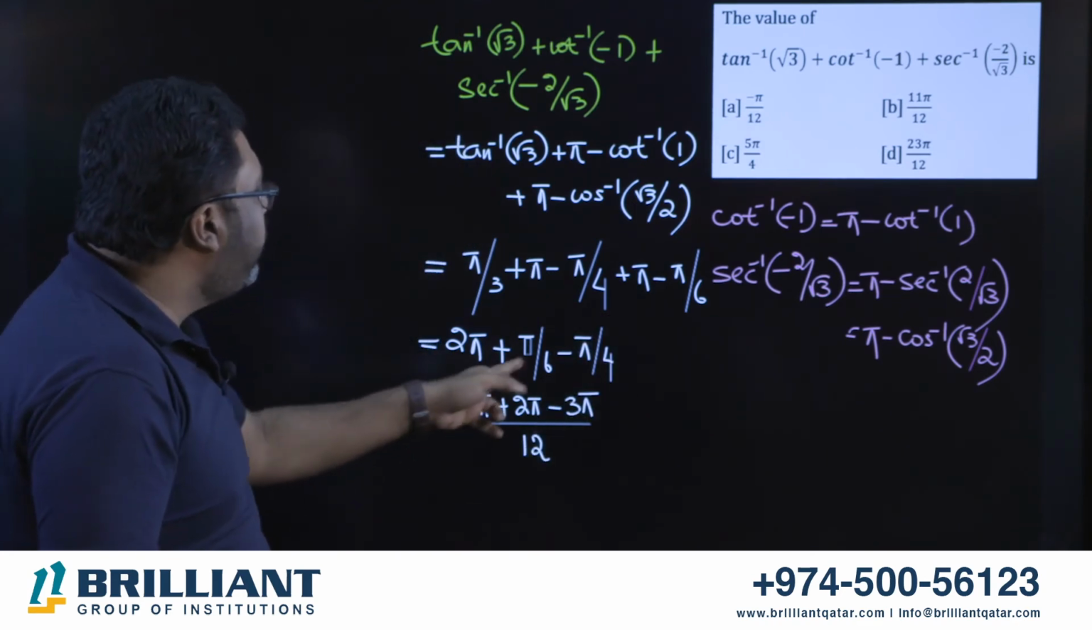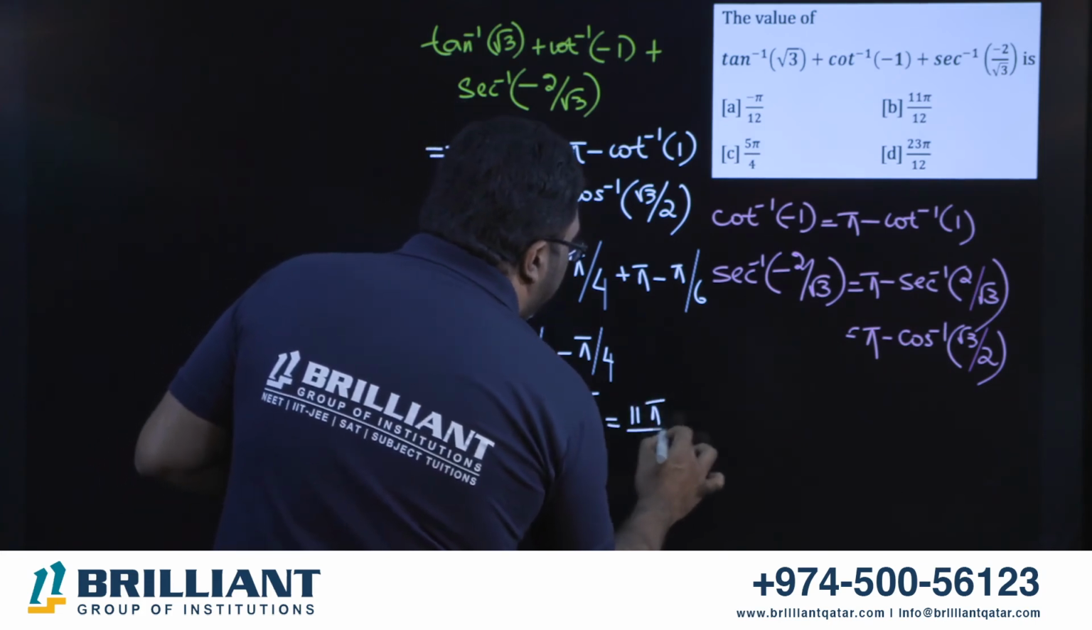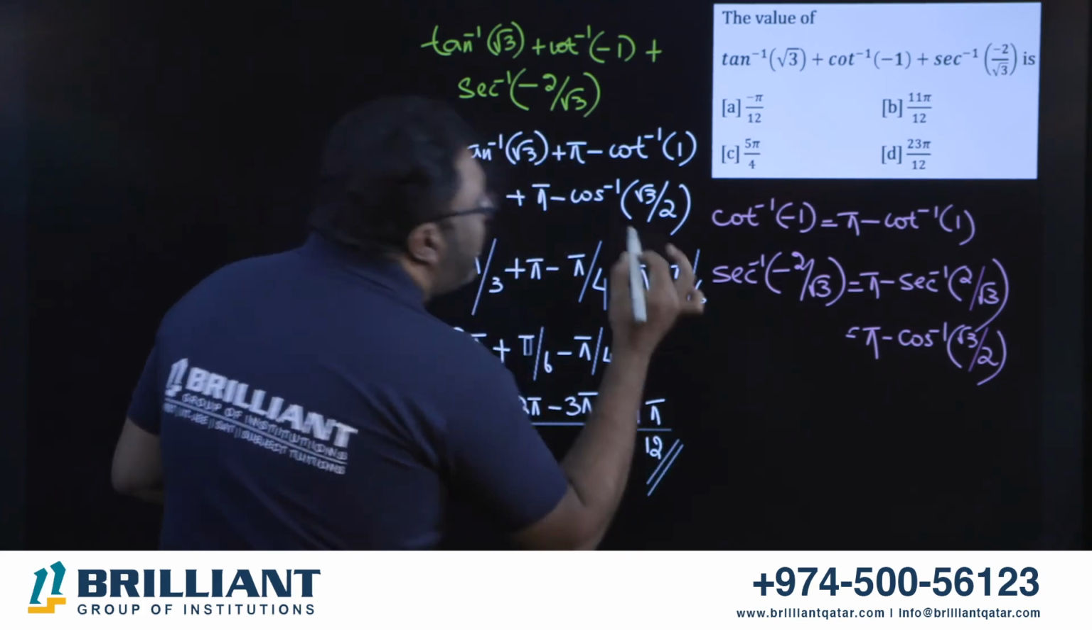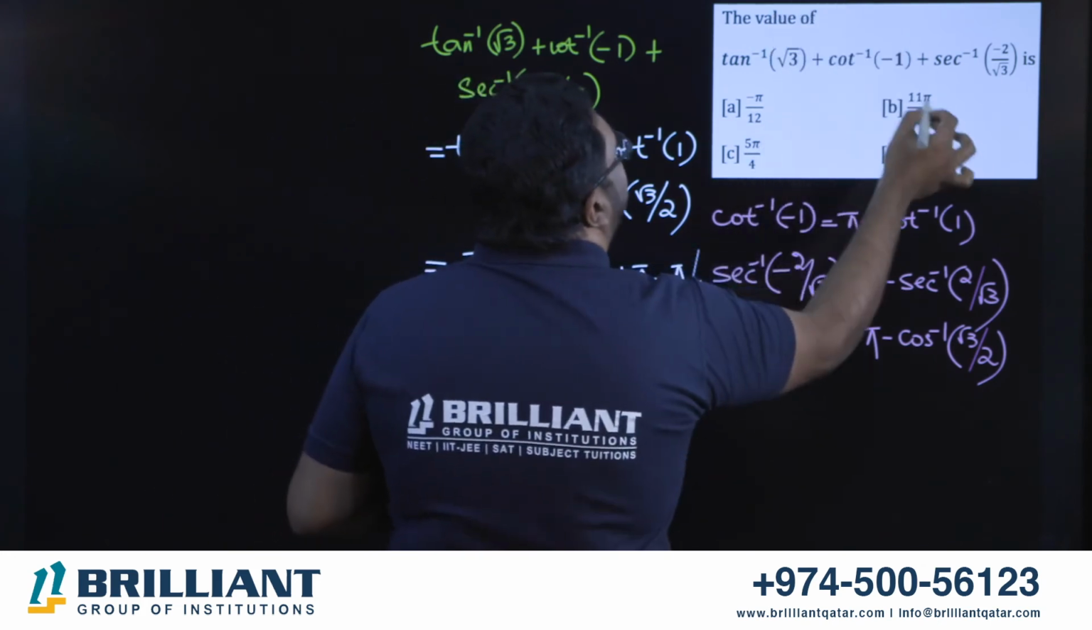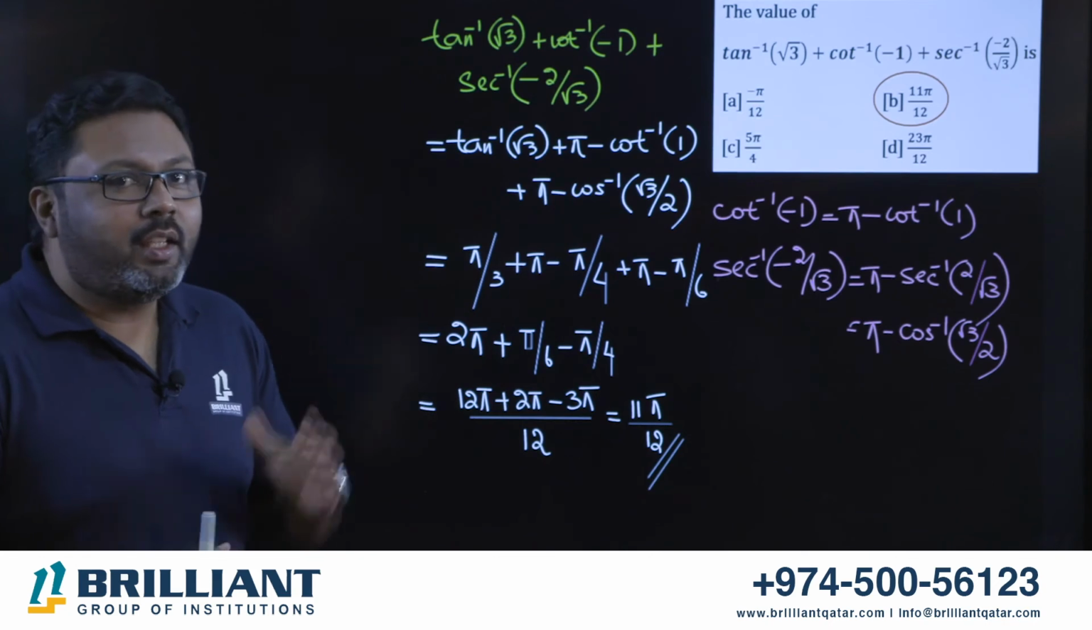12 pi, 14 pi is equal to 11 pi divided by 12. 11 pi divided by 12, option B. Okay, students, let's go to the next question.